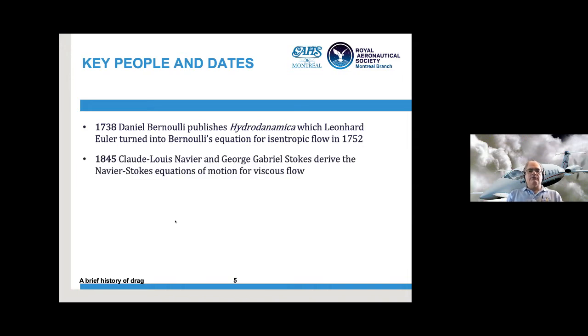A gentleman by the name of Claude-Louis Navier, with his colleague George Gabriel Stokes, derived a pair of equations called the Navier-Stokes equations of motion for viscous flow. The date is 1845, I don't know, 60, 70 years before the Titanic. These equations effectively fully define what viscous flow will do, and we'll have a look at them in some detail a bit later on.